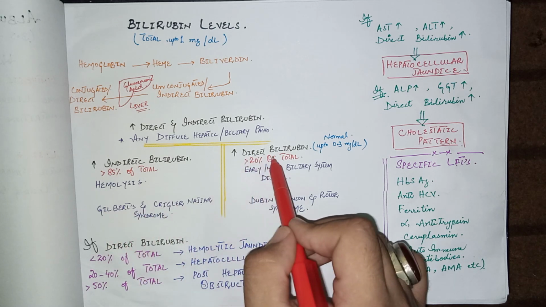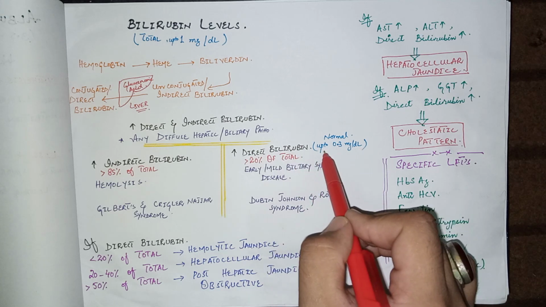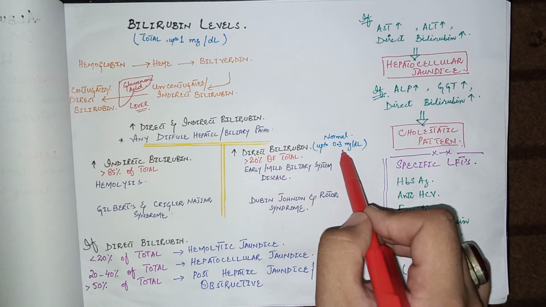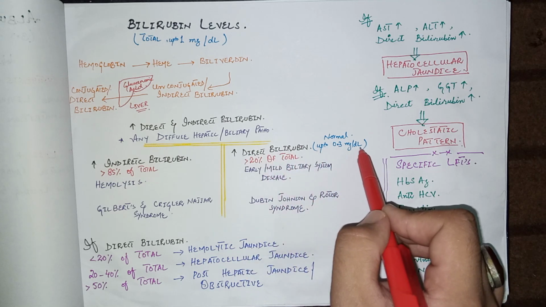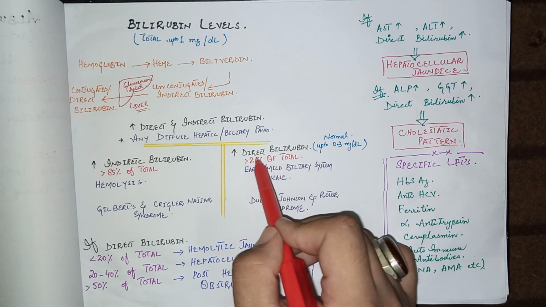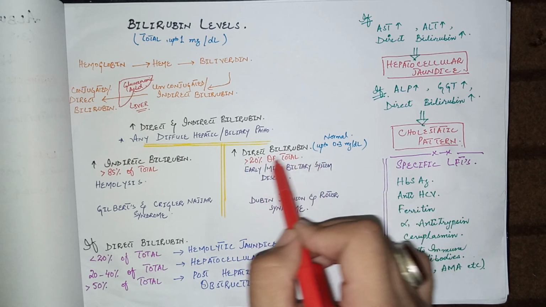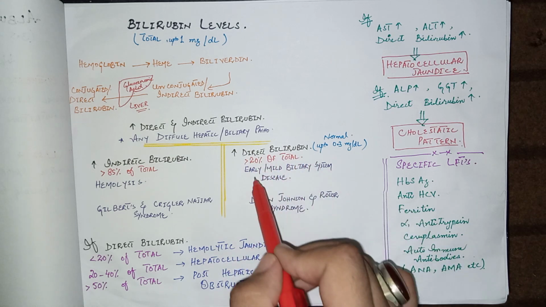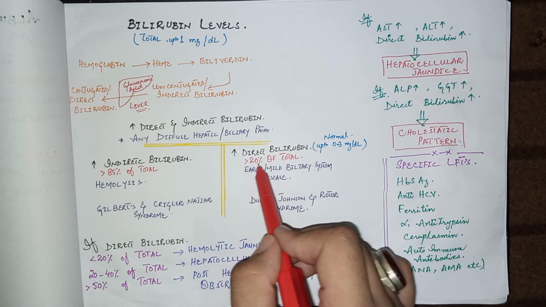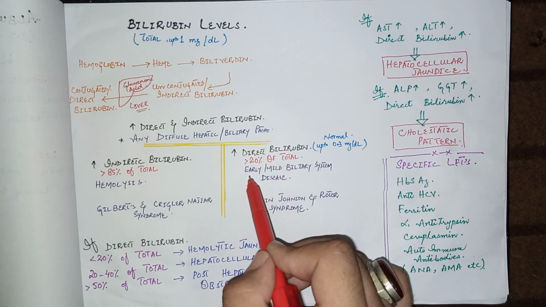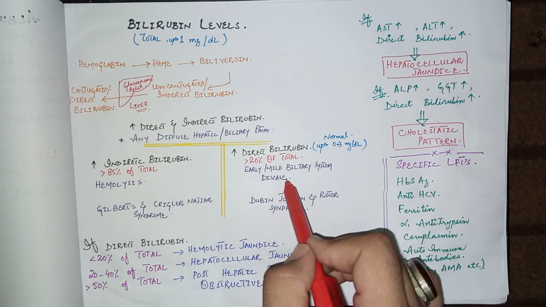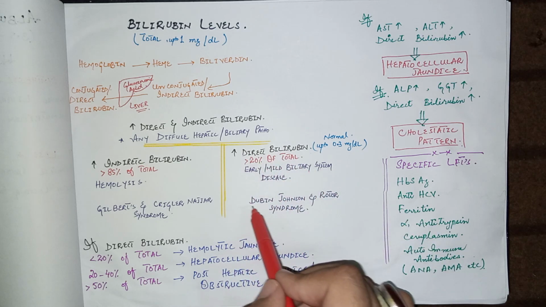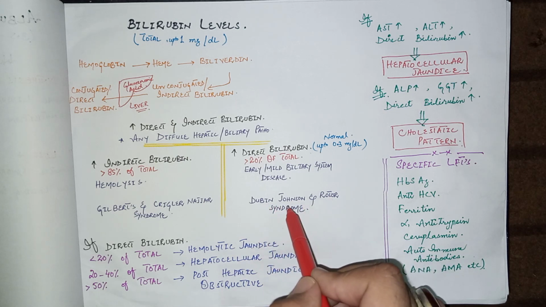Now come to direct hyperbilirubinemia. The normal value of direct bilirubin is up to 0.3 mg per deciliter. We will consider this as direct hyperbilirubinemia when the levels are greater than 20% of total bilirubin. So the direct bilirubin is increased in early or mild biliary system disease as well as some genetic disorders like Dubin-Johnson and Rotor syndrome.